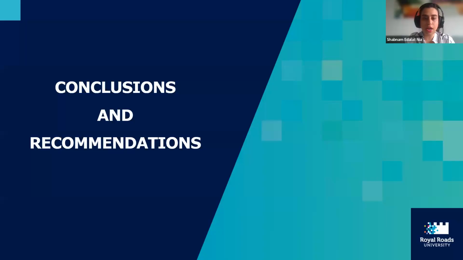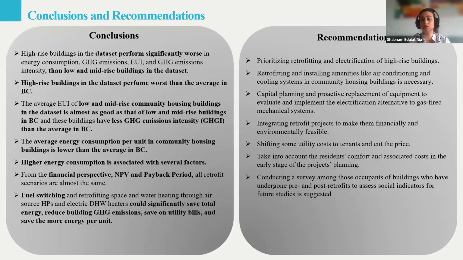So I would like to wrap my presentation with some conclusions and recommendations. The results related to building benchmarking show that the high-rise buildings have the highest energy consumption and greenhouse gas emissions, and so in almost all energy performance indicators, they perform worse compared to the other types of buildings in the data set, and also compared to the average in BC. So it's really necessary that the housing providers, the decision makers, prioritize these buildings for the retrofits.